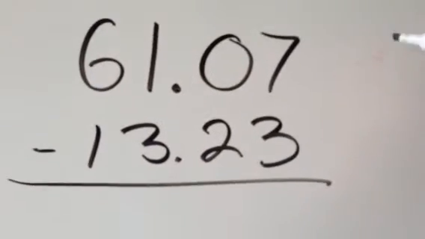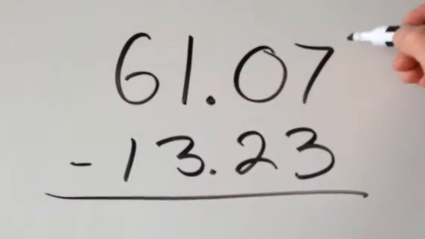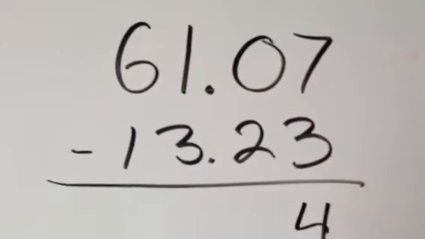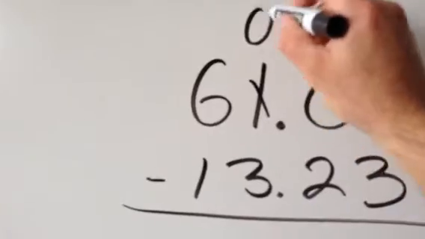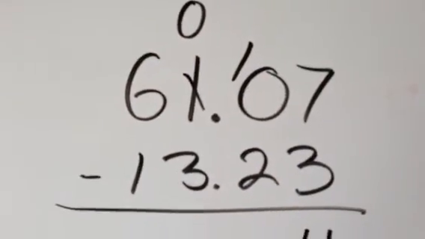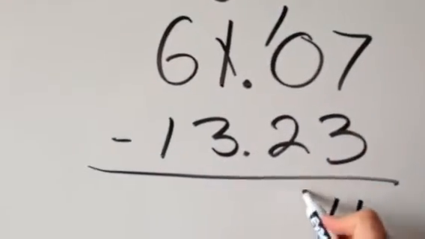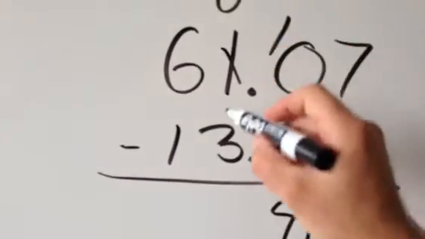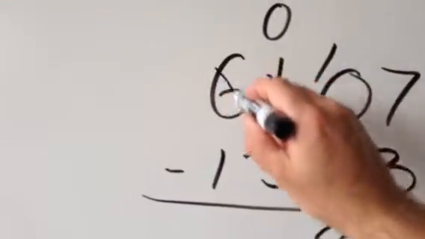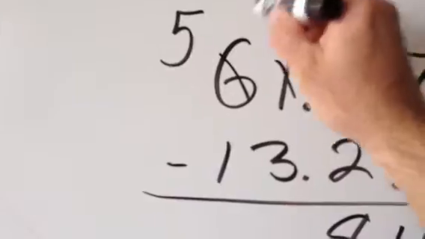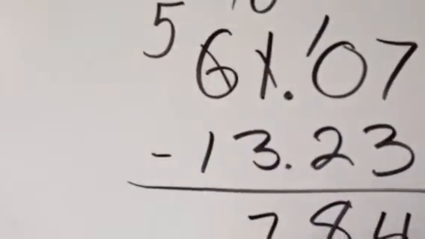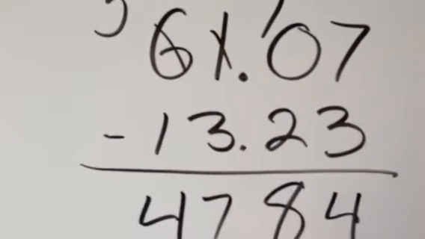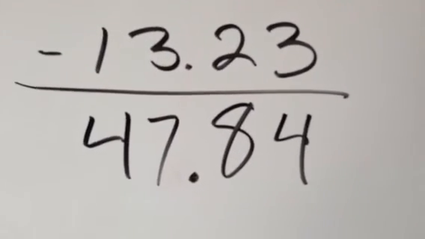Alright, let's see if you did it right. I'm going to show you my work. 7 minus 3 is fine. 0 minus 2 is no good, so you need to borrow, making my 0 into a 10. 10 minus 2 is 8. 0 minus 3 can't do, so I need to borrow again. 10 minus 3 is 7. 5 minus 1 is 4. 47.84. Alright, catch you next time.